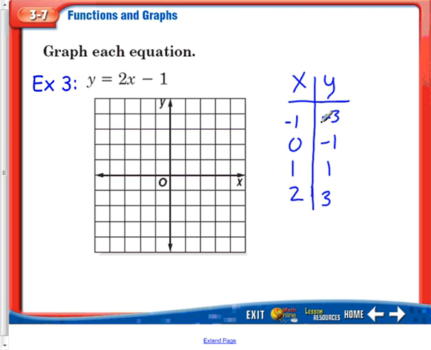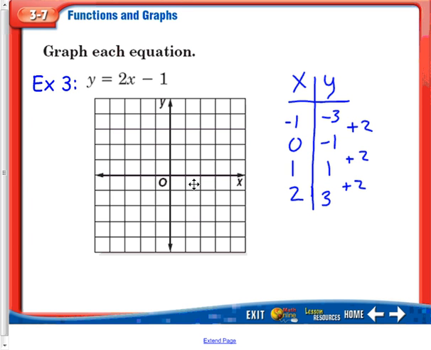And again, as we can predict from the coefficient, this sequence should be increasing by 2. And as we see here, it is adding 2, adding 2, and adding 2 for each number in the sequence. Again, that's dictated by the coefficient of the variable x. So now let's go ahead and graph our items.